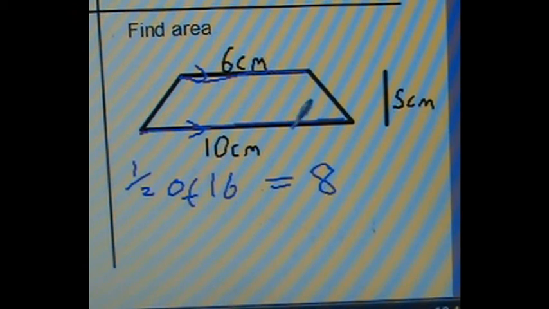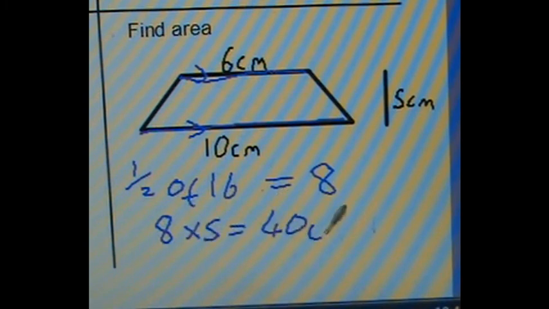Half the sum of the parallel sides was 8. The distance between them is 5. So 8 times 5 gives me an answer of 40 centimetres squared. Don't forget it was area, so we must include our units again.